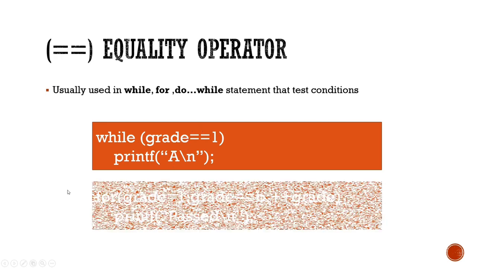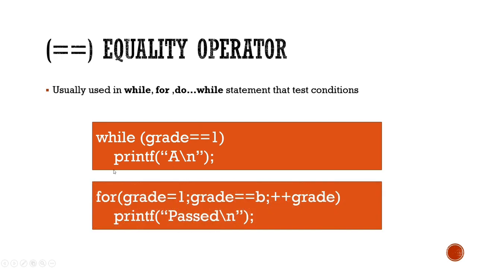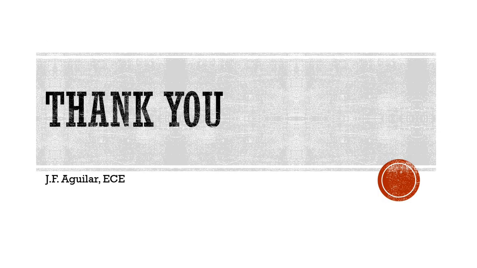Okay. Same with this one. This is an assignment operator. You are going to assign a value of 1 to the grade. And this one on the condition part is equal to B. That means the grade will be checked if it is equal to B. Maybe B is a character, or maybe a variable, before it will execute the printf statement, which is pass. Okay, thank you for that.